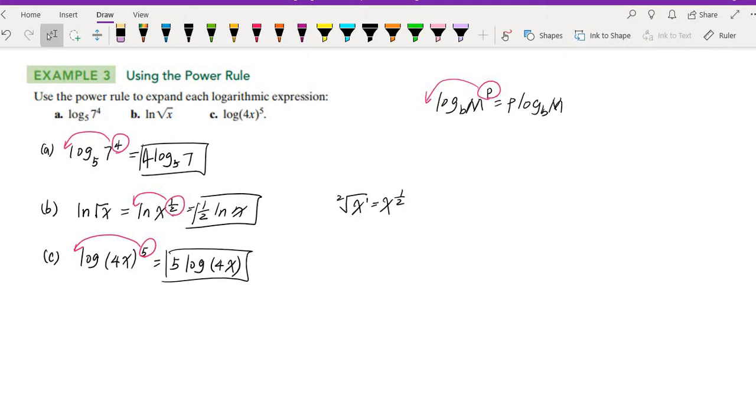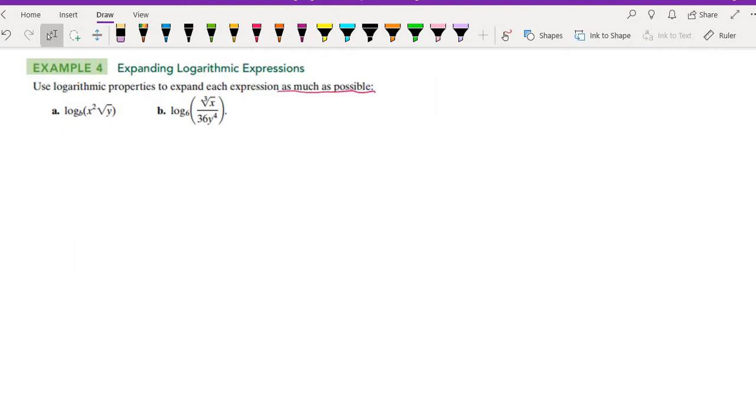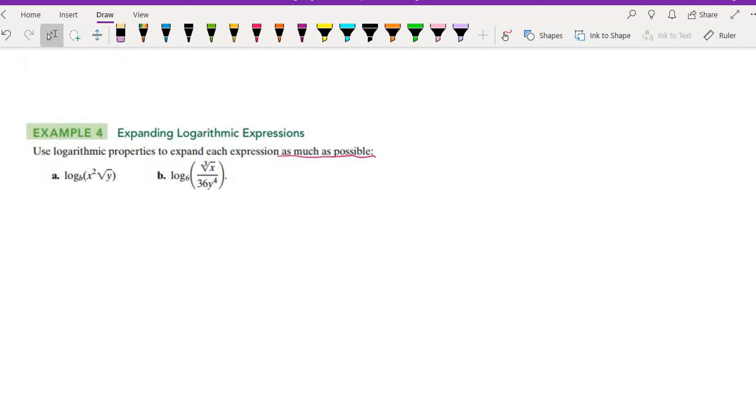So very straightforward. Example 4, expanding logarithmic expressions. For this question, if you read this, we have to expand each expression as much as possible. Part A, this time they didn't tell you what method to use. So we're going to just rewrite this and think of what we have to use. Remember, we have a product rule, a quotient rule, and a power rule.